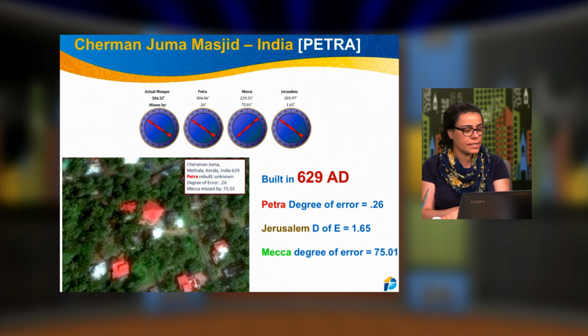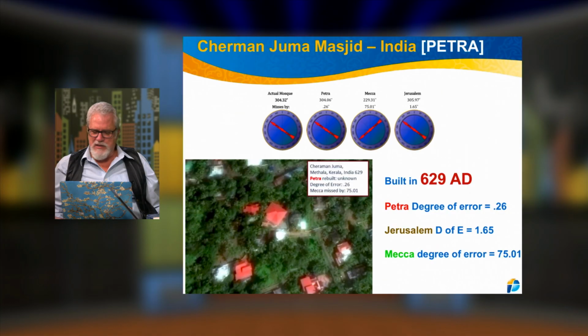So it misses Mecca by 75 degrees, which is a lot. Look how close it is to Petra: 0.26 degrees. It's even a quarter of a degree. I mean, you can't get any closer. Look how far away India is. India is on the other side of the world. And remember, Mecca is 75 degrees off. It's not Jerusalem. It's very close to Petra. That is still existing today. The Qibla has not changed, and that's why the building is still there.